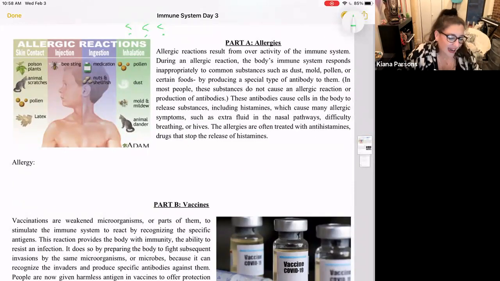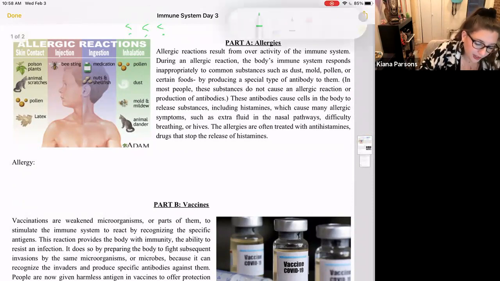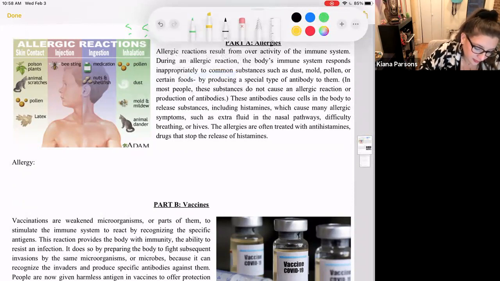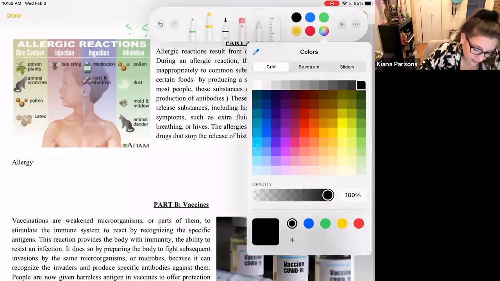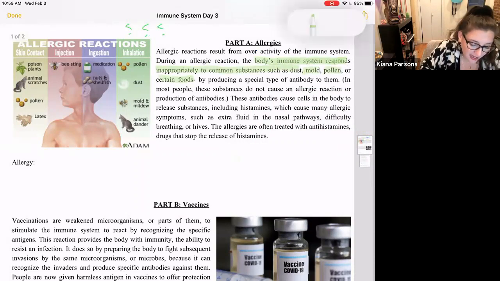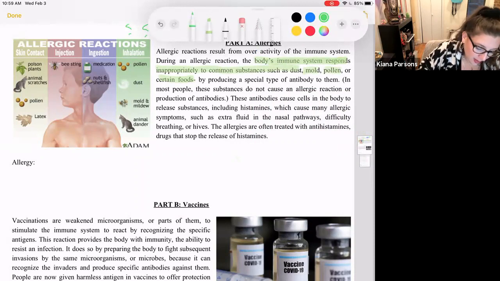Part A, allergies. Allergic reactions result from overactivity of the immune system. During an allergic reaction, the body's immune system responds inappropriately. So the body's immune system is responding inappropriately to common substances such as dust, mold, pollen, or certain foods by producing a special type of antibody to them.